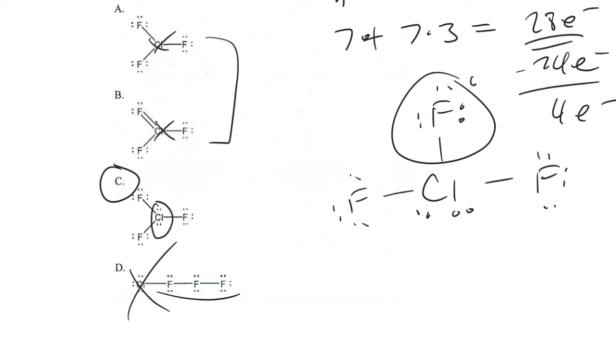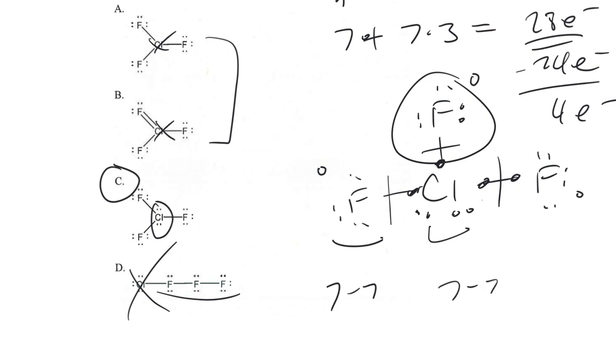You can also count and see that 28 electrons are distributed. We could also calculate formal charges. We get 0 all the way around. We have 7 minus 7 for fluorine. So if I break these bonds in half, I get 1, 2, 3, 4, 5, 6, 7. So the middle chlorine, 7 minus 7 as well. Okay, that's all the questions on this activity.